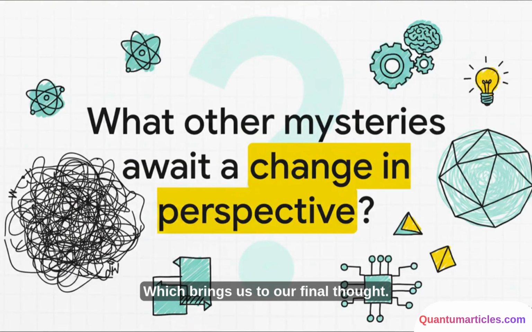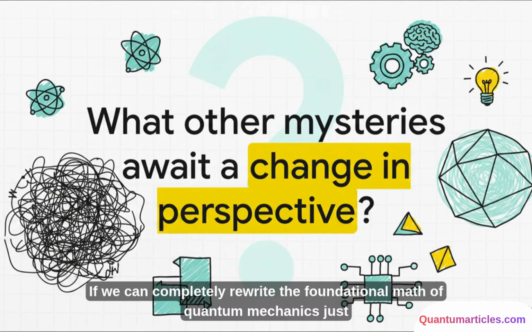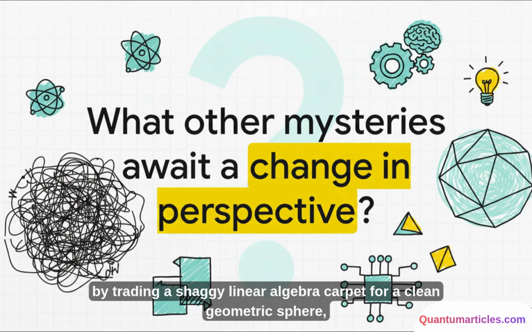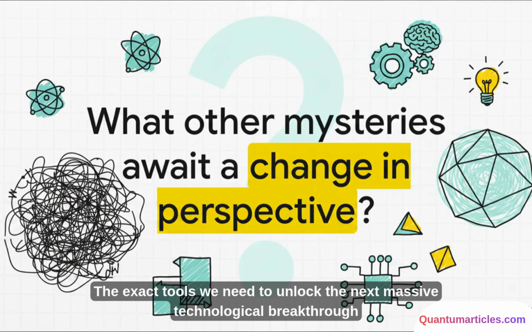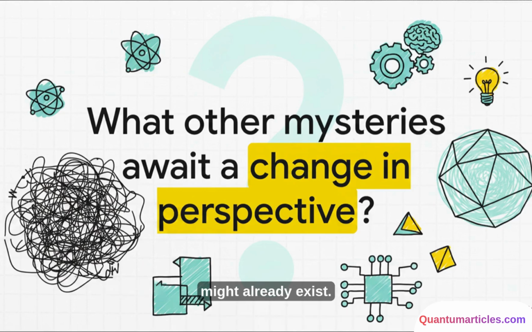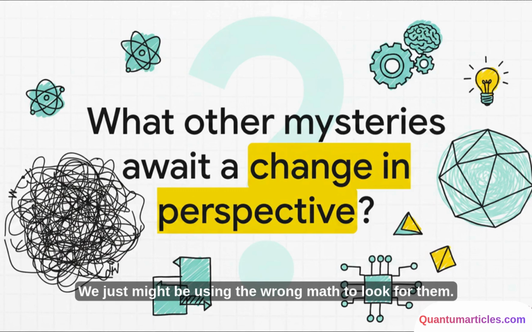Which brings us to our final thought. If we can completely rewrite the foundational math of quantum mechanics just by trading a shaggy linear algebra carpet for a clean geometric sphere, what other mysteries of the universe are just waiting for a simple change in perspective? Really think about that as you process this explainer. The exact tools we need to unlock the next massive technological breakthrough might already exist. We just might be using the wrong math to look for them.